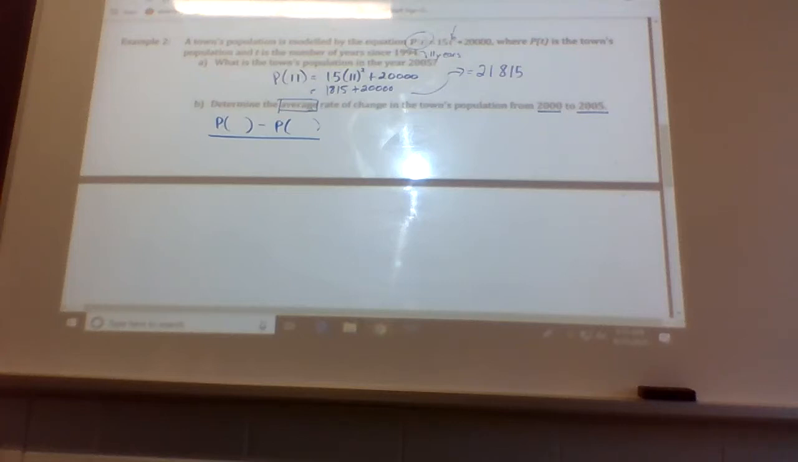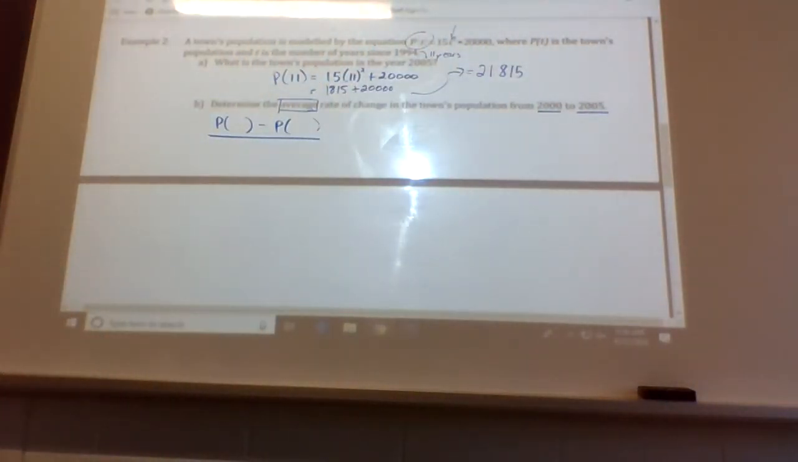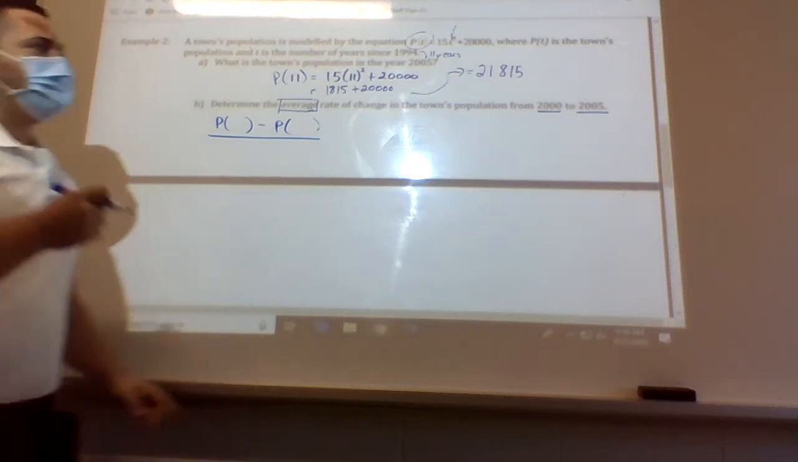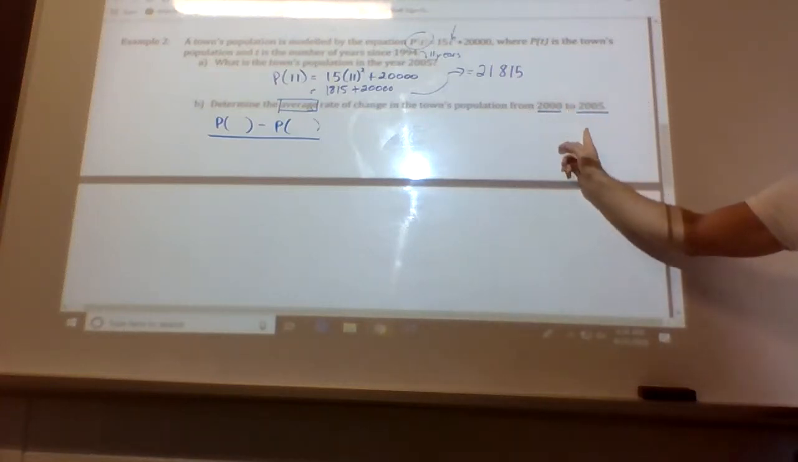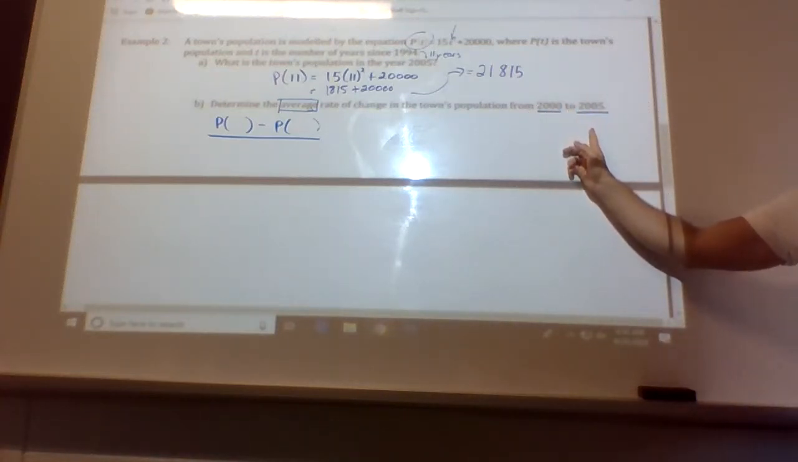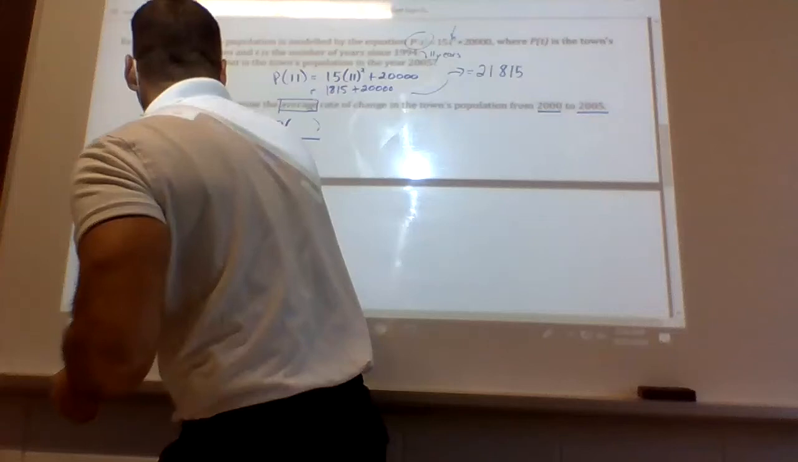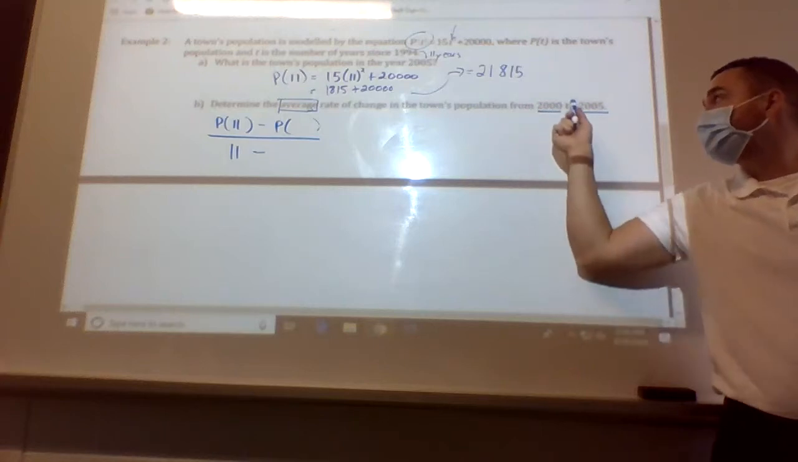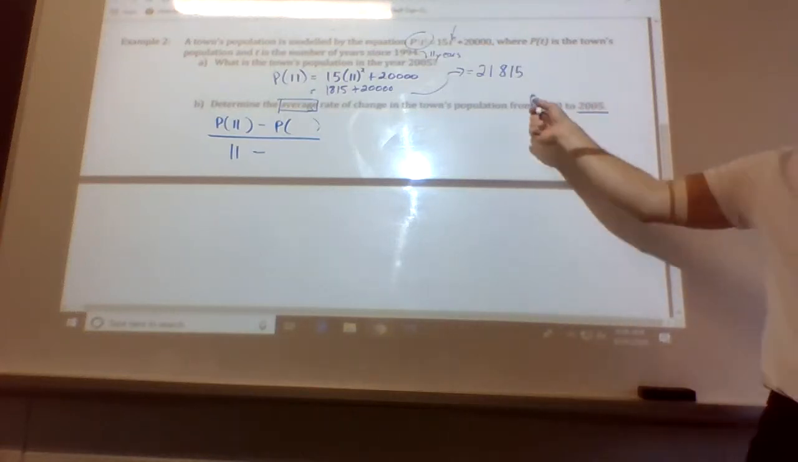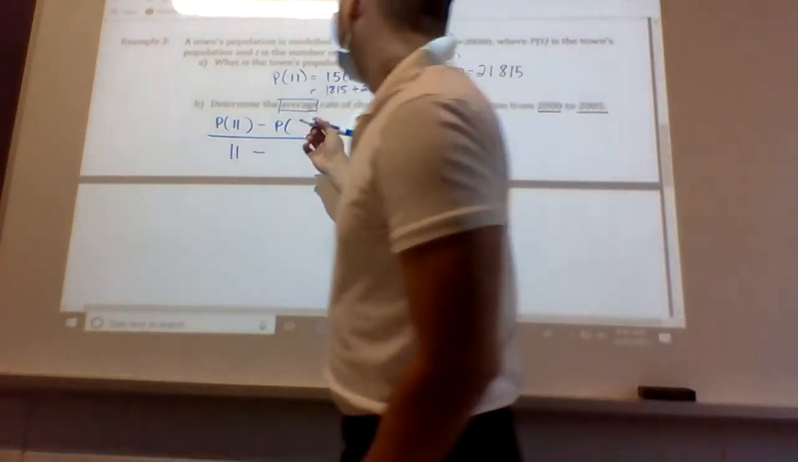It tells us we're going from 2000 to 2005. So my x2 is 2005, my x1 is 2000. But I can't use them the way they are. What do I use instead of 2005? 11. Remember, it's 11 years since 1994. So we're going to do P at 11, subtract P at 2000. But we're not going to use the 2000. How many years has it been since 1994? 6. So 11 minus 6.